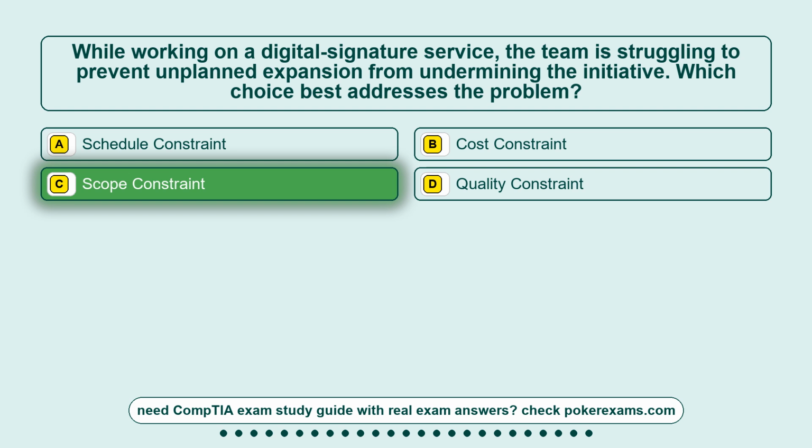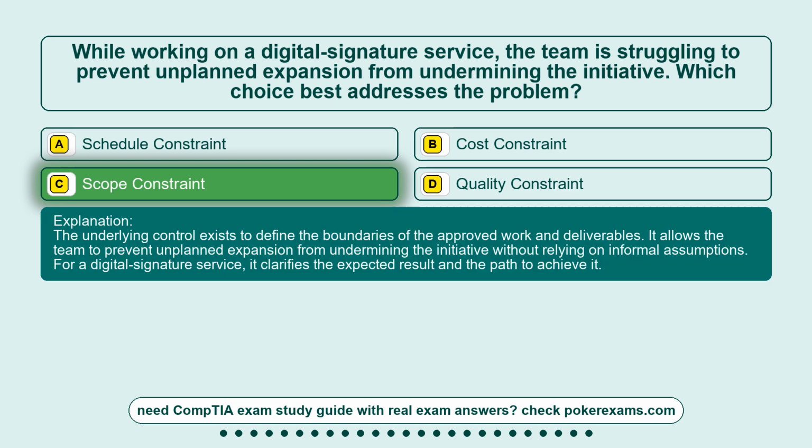The correct answer is option C, scope constraint. The underlying control exists to define the boundaries of the approved work and deliverables. It allows the team to prevent unplanned expansion from undermining the initiative without relying on informal assumptions. For a digital-signature service, it clarifies the expected result and the path to achieve it.